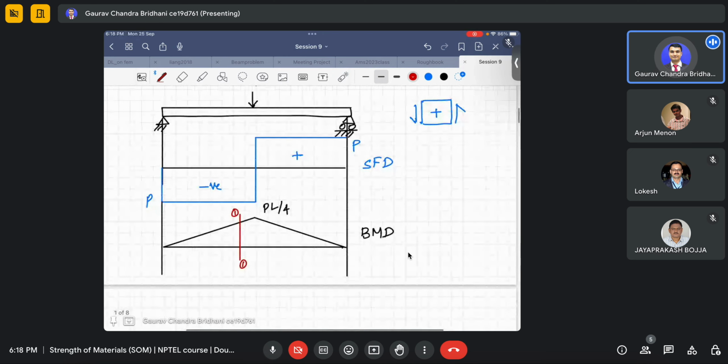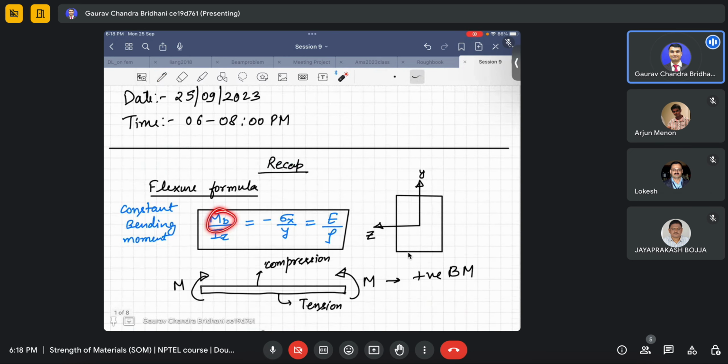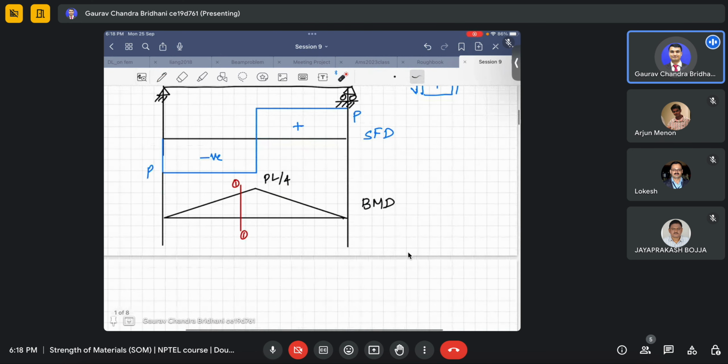So basically the catch is in using the correct value of MB. Wherever you want to find the stress on the length of the beam, that moment you have to choose. If I want to find it here, then you have to choose this moment. The same equation will apply. So one thing is this.